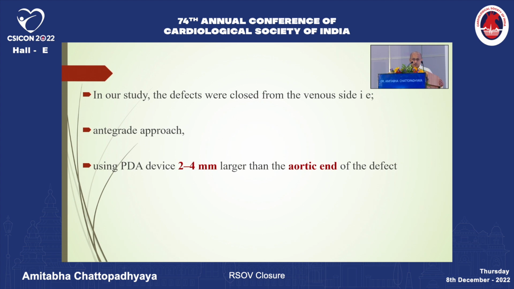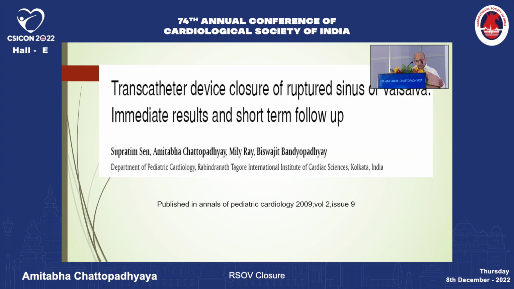Now in our study, the defects were closed from the venous side, that is an antegrade approach, and usually with the PDO, that is ADO device, 2 to 4 millimeters larger than the aortic end of the defect, as much as it would accommodate without disturbing the coronary anatomy and any other obstructions. We published this paper, Transcatheter Device Closure of Ruptured Sinus of Valsalva, in Annals of Pediatric Cardiology.